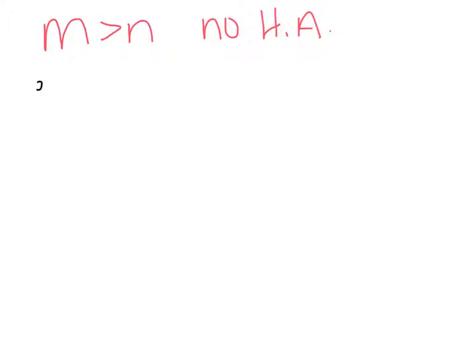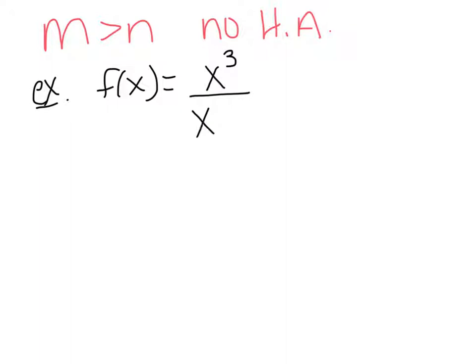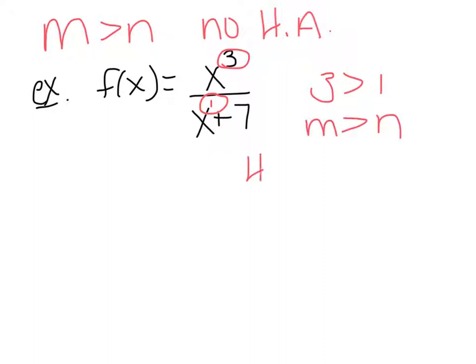Say we have an example of f of x is equal to x to the third power over x plus 7. Again, we're only focusing on the degrees. The degree on the top is a 3, and the degree on the bottom is a 1. Since 3 is greater than 1, m is greater than n, so you would have no horizontal asymptote.